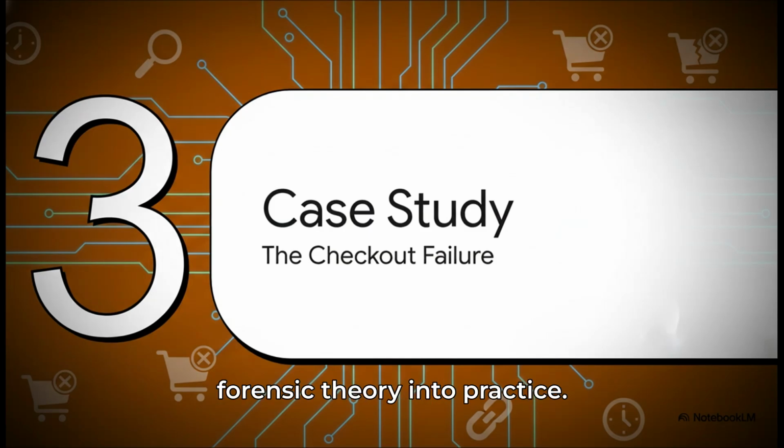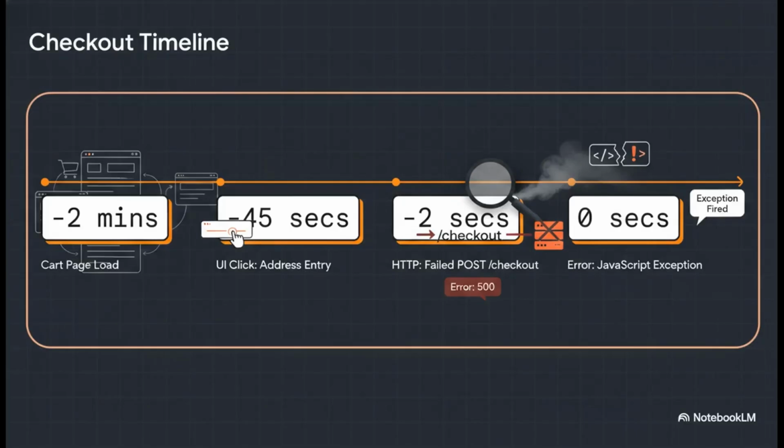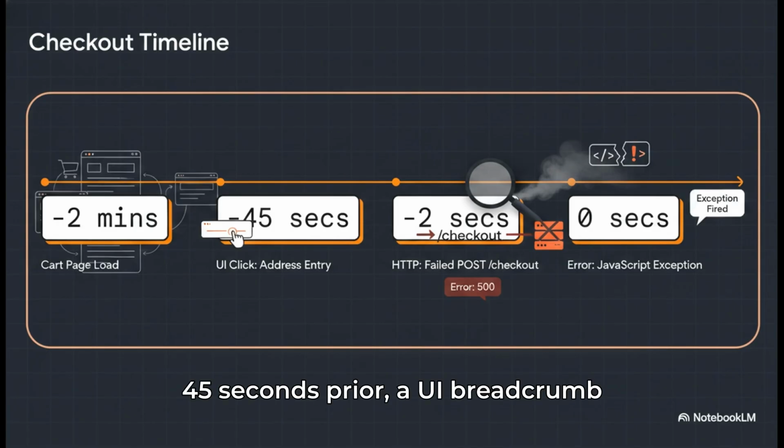Let's move to Section 3, Case Study, the checkout failure. Let's put this forensic theory into practice. Walk through this chronological timeline with me. 2 minutes before the crash, the navigation breadcrumb clearly shows the cart page loaded. 45 seconds prior, a UI breadcrumb shows the user clicking right into the address entry field. And then there's the smoking gun.